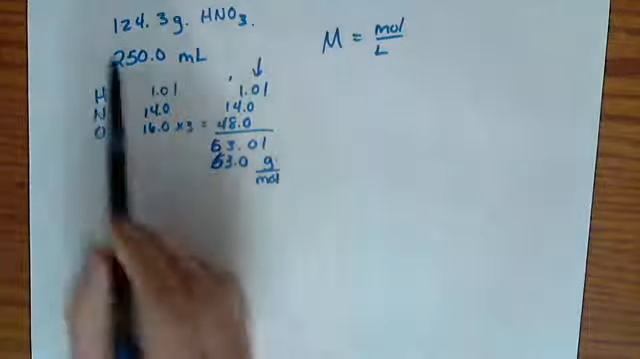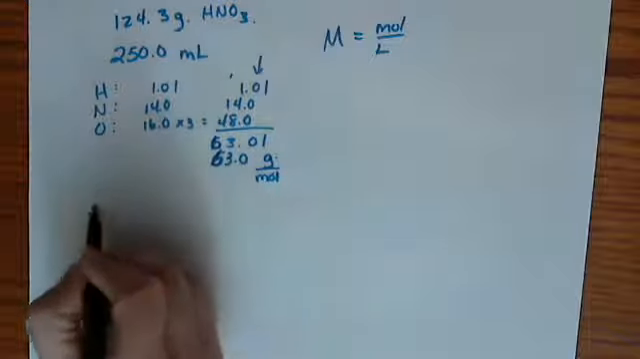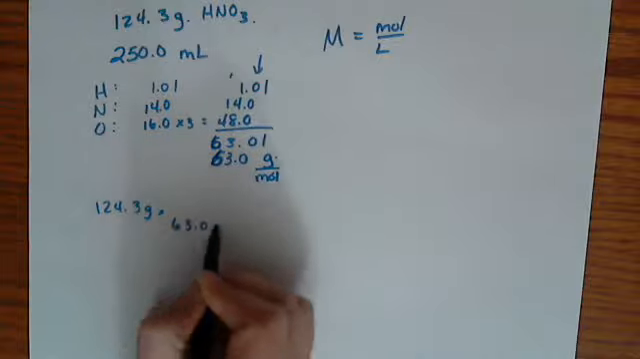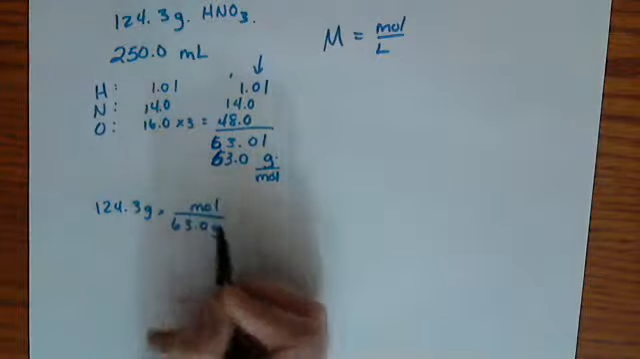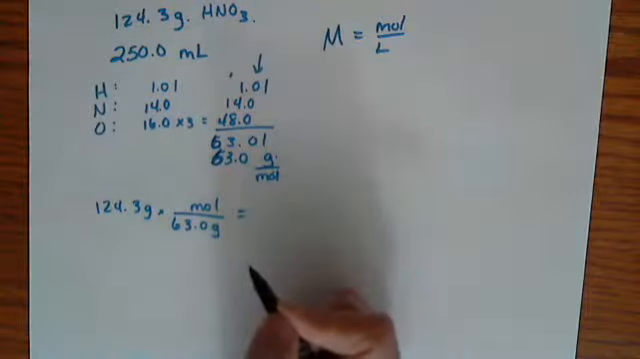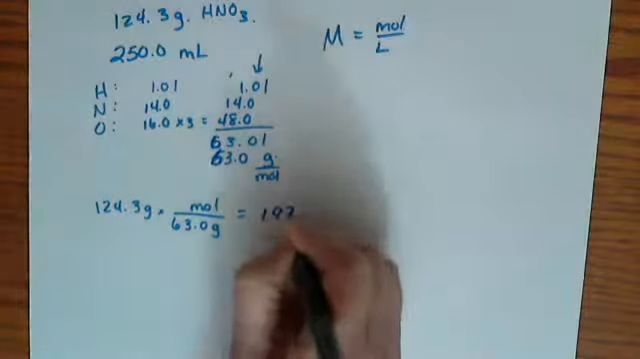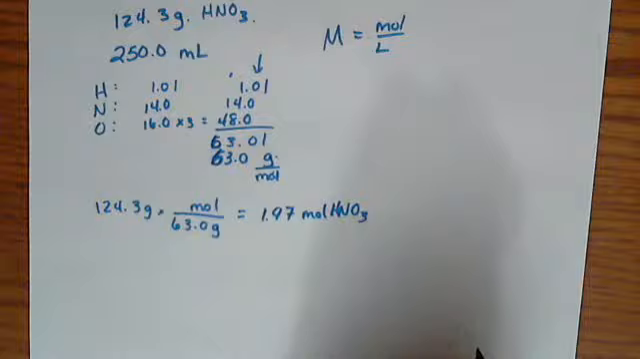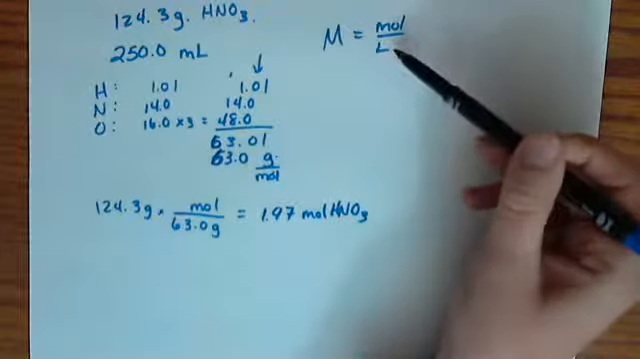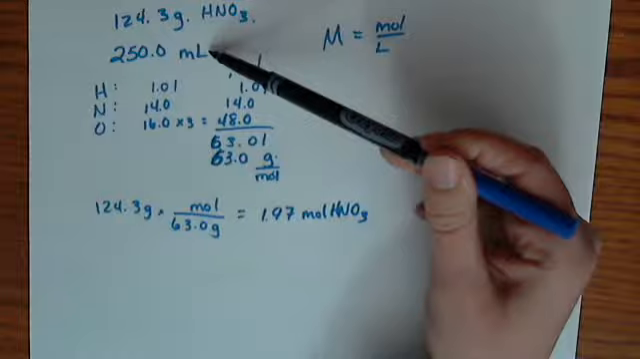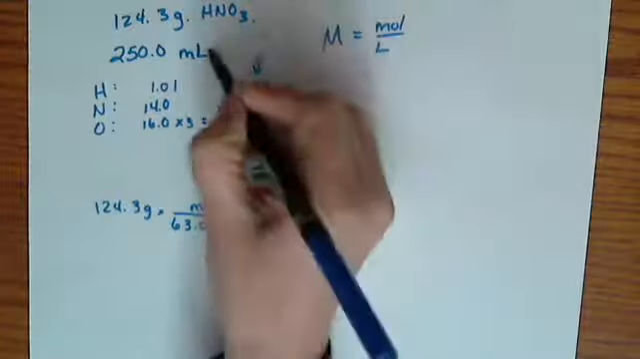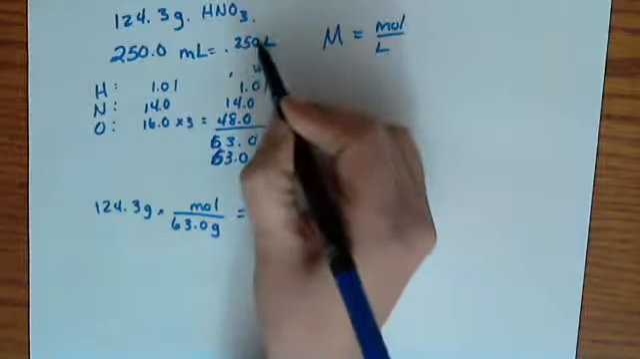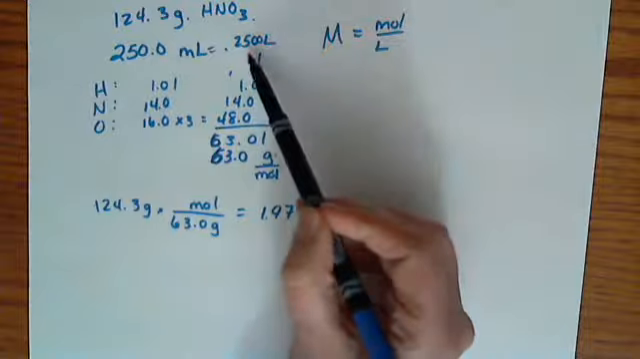So I know if I have 124.3 grams, 124.3 grams divided by 63.0 grams per mole, I'm going to end up with 1.97 moles of HNO3. So now I have the number of moles, and I need the number of liters and not the number of milliliters, but that's pretty easy. That's going to be 0.250 liters, and it's actually 0.2500 if I'm going to be keeping track of significant figures.